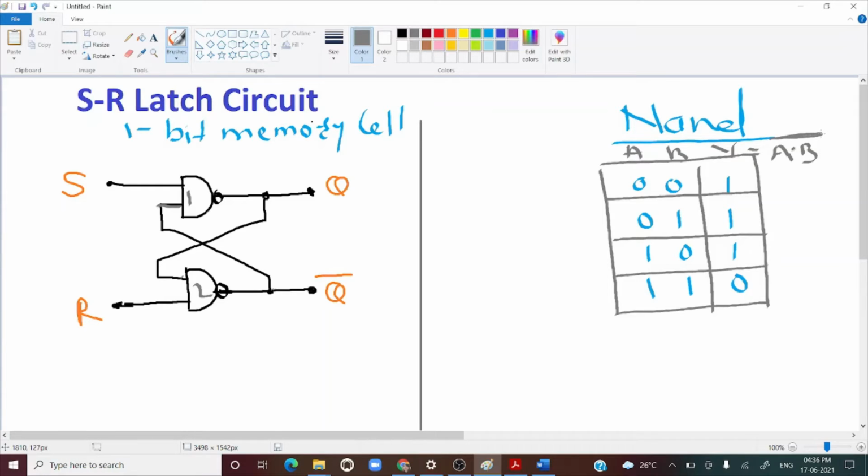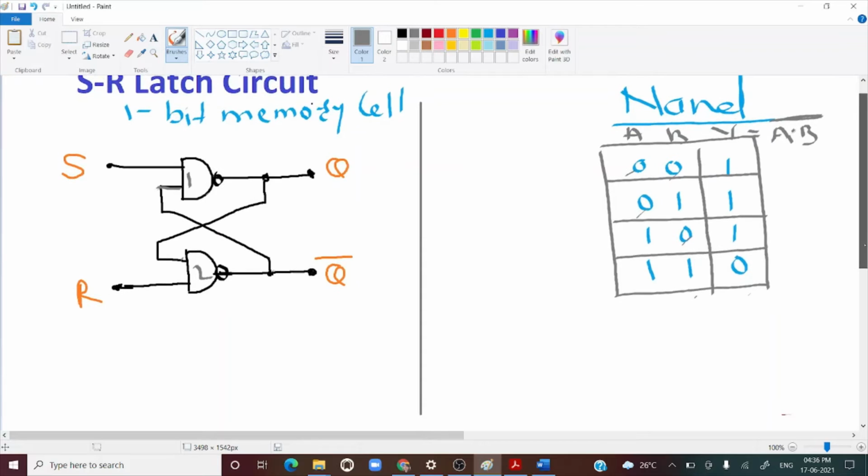And in a NAND gate, if any of the inputs is 0, the output is 1. Here you can see in the truth table, if any of the inputs is 0, then the output is 1. Only if both inputs are 1, 1, then the output is 0. So if you know this table, then you can easily understand the working of this circuit. So, okay, let us study the working of this circuit.